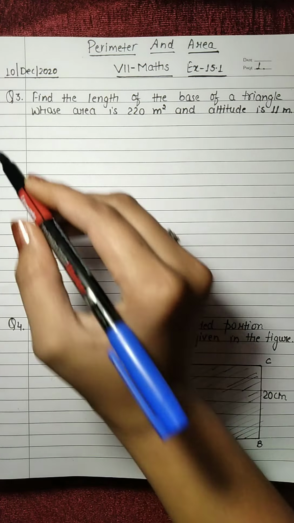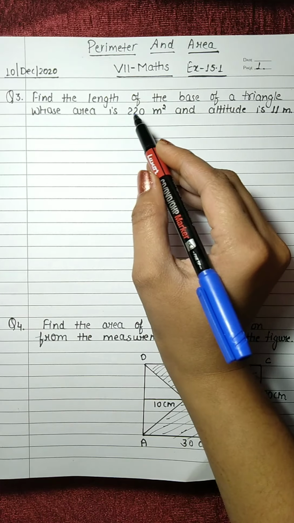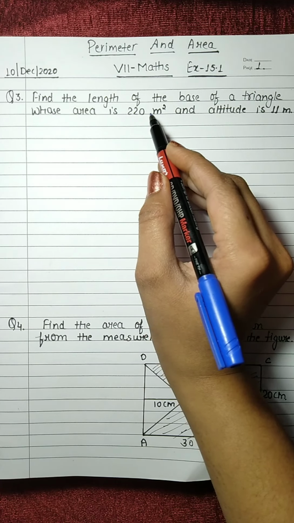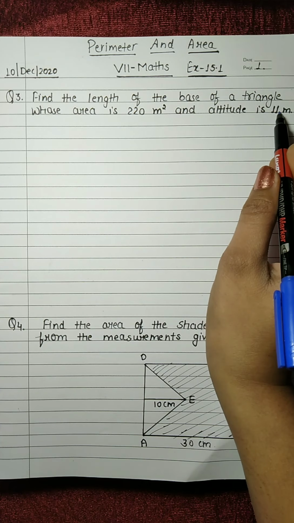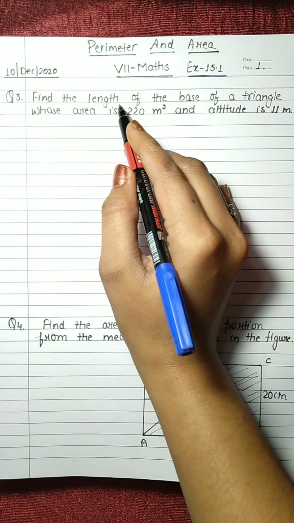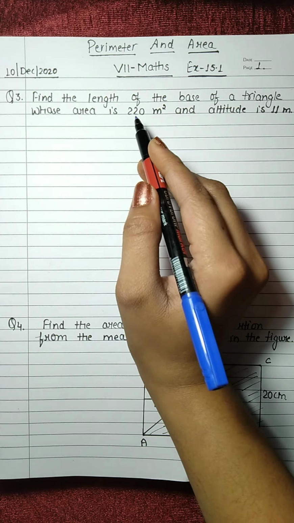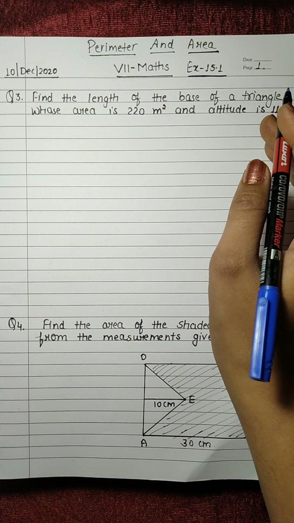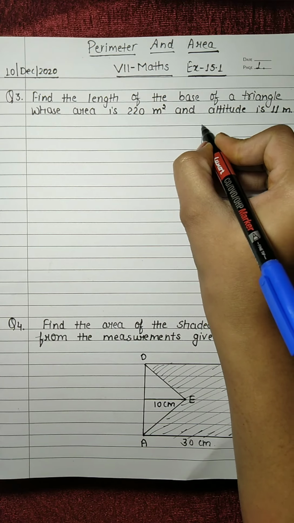So let's start question number 3. Find the length of the base of a triangle whose area is 220 meter square and altitude is 11 meter. Okay students, that means you have to find the length of the base, whose area is given and altitude is given. Is that clear students? So that means this is a triangle.